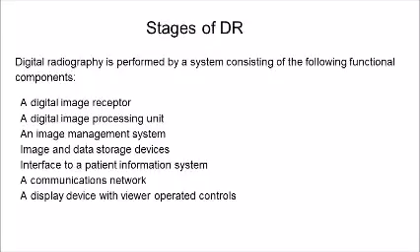So for these stages of DR, there are multiple functional components that you should know about. They are a digital image receptor, a digital image processing unit, an image management system, image and data storage devices, interface to a patient information system, a communications network, and a display device with viewer operator controls.